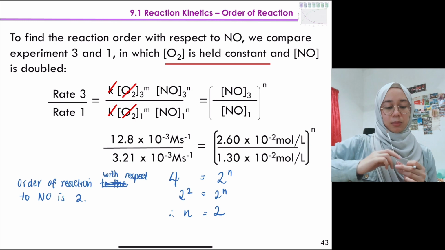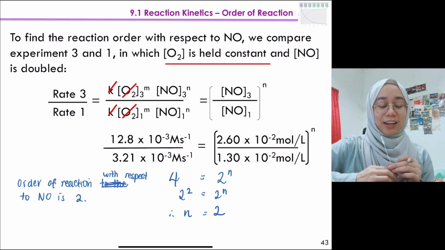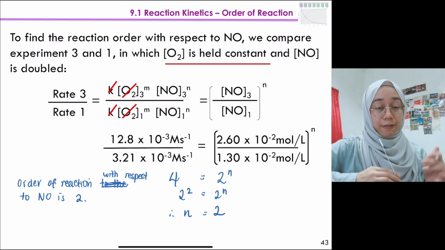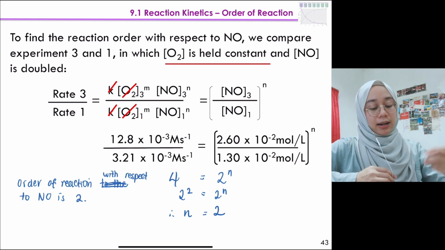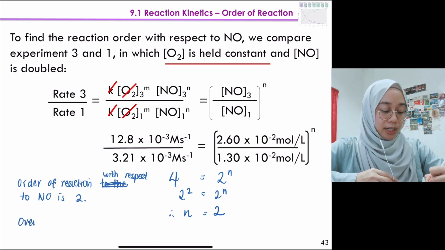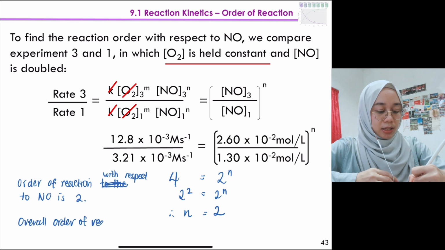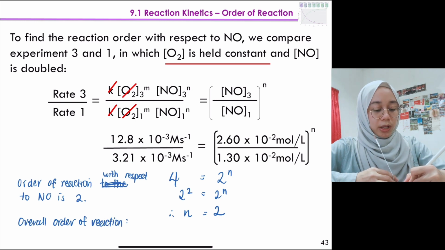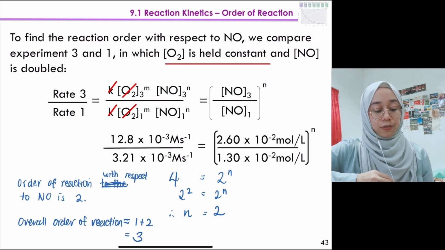Oh, dia tak adalah minta apa-apa sebenarnya. Okay, tapi basically kamu just kena cari order of reaction. Therefore, let's say soalan minta overall order, so kamu kena tambah lah. So, you just tambahkan dua value tu tadi, which is 1 plus 2. Kamu akan dapat 3. Okay, ini kalau soalan minta overall order of reaction.